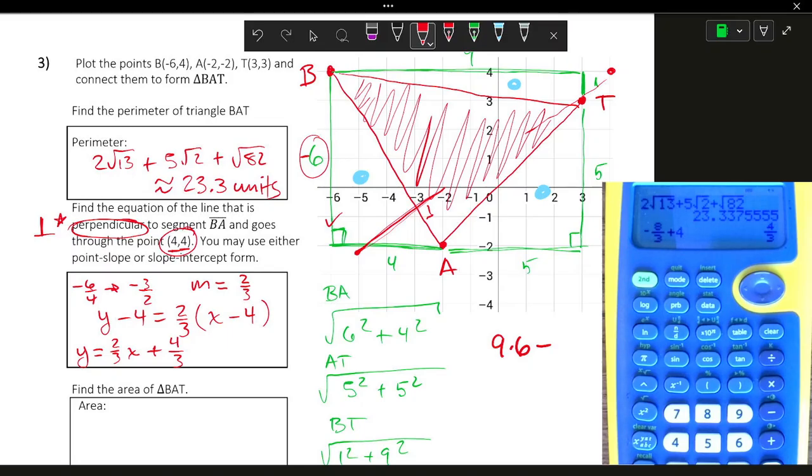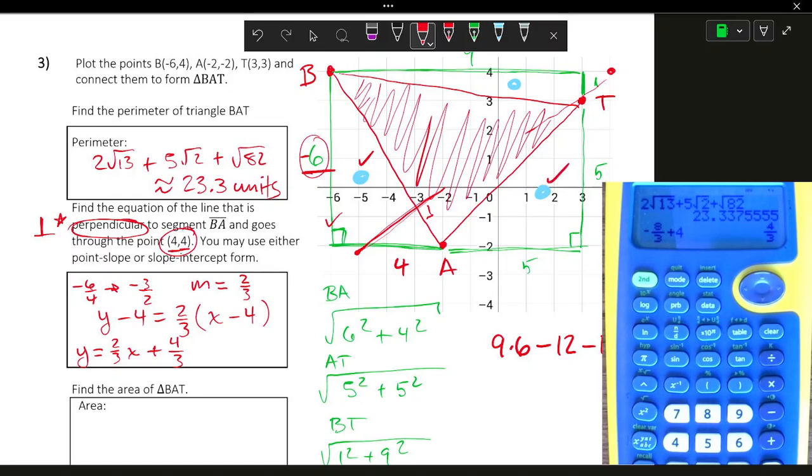One of them is going to be 6 times 4, which is 24, and half of that is 12. So I'm going to be subtracting 12. And the next part I've got is 5 times 5, which is 25. And 25 divided by 2 is 12.5, so minus 12.5. So I've taken care of this one and this one.